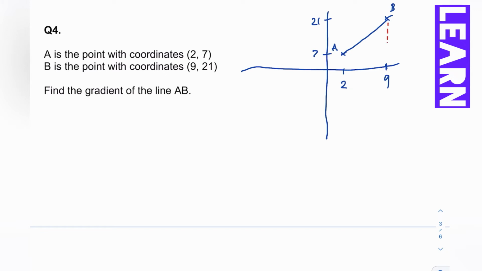Again, we can now work out my change in y and my change in x. My change in y is how my y ordinates change. It goes from 21 to 7, so that has a difference of 14. My change in x is how far across we've gone. Well, this has gone from 2 to 9, which is a change of 7. So now my gradient must equal change in y divided by change in x, which equals 2.